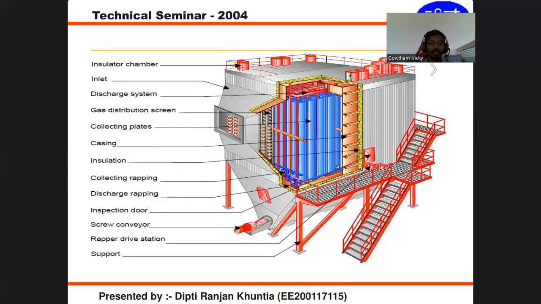Okay, this drawing shows the overall electrostatic precipitation device which can be used in industrial sites. So in this regard, the insulation chambers.